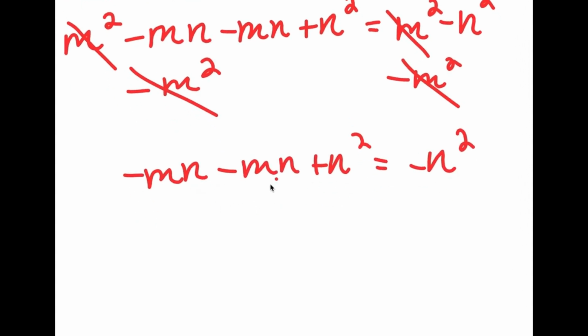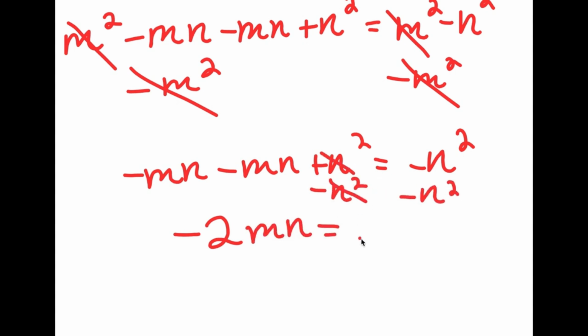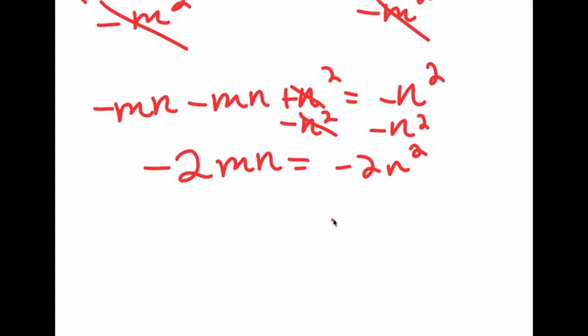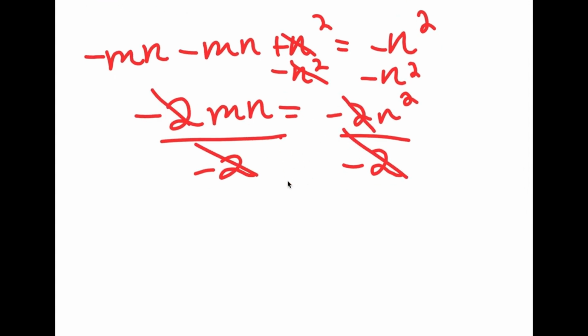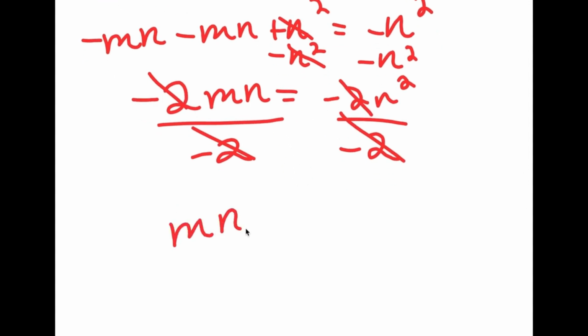Now negative mn minus negative mn is equal to negative 2mn. And then if I subtract n squared on both sides, these two cancel out and I get negative 2n squared. Now from here, I can divide both sides by negative 2. So then these two negative 2's cancel out, these two negative 2's cancel out, and I'm simply left with mn is equal to n squared.